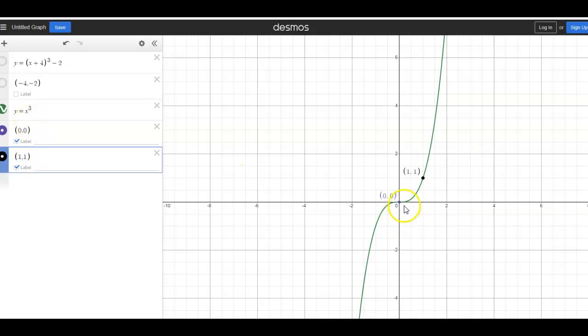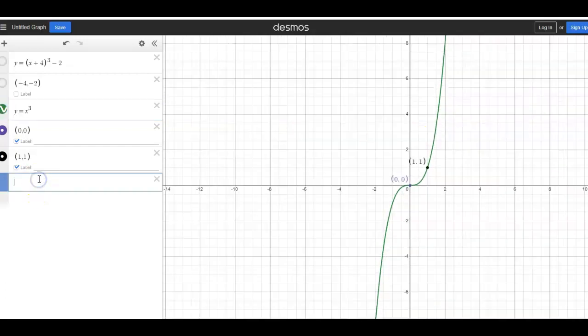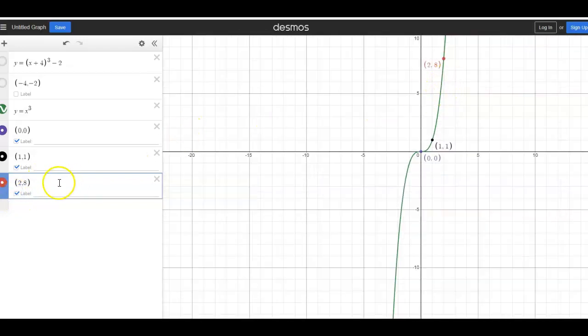So any point greater than 0 is going to go to the right hand side. For instance, if you were to pick 2, comma, 2 to the third on the parent graph, it's going to be 8. So that's a point there. And then negatives, if you were to pick -1, in this case -1 to the third, since you multiply -1 3 times, this is going to give you a -1.